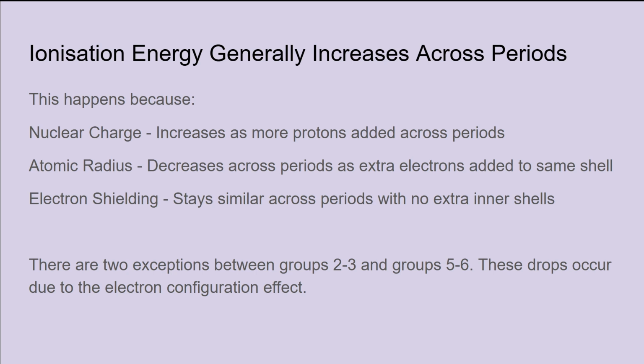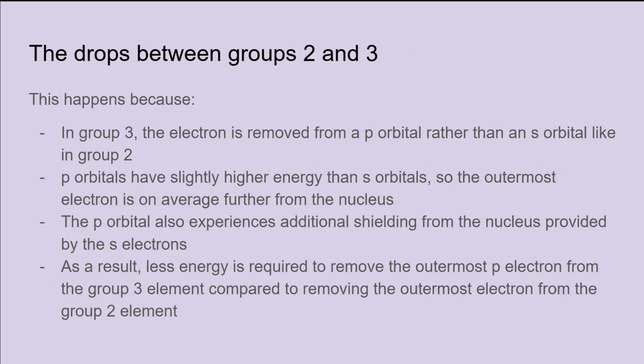And there are two exceptions between groups 2 and 3 and groups 5 and 6, as you saw in the graphs. And these drops occur due to the electron configuration effect. So first I'm going to explain the drop between groups 2 and 3.